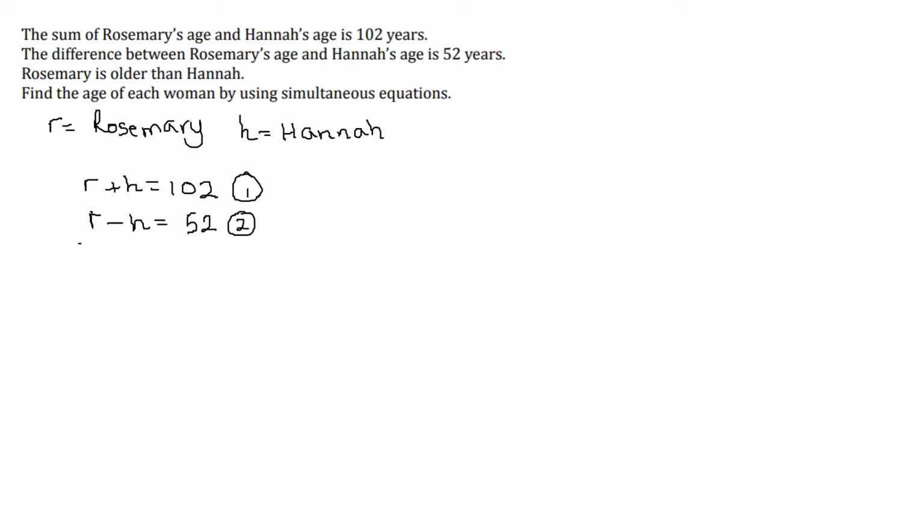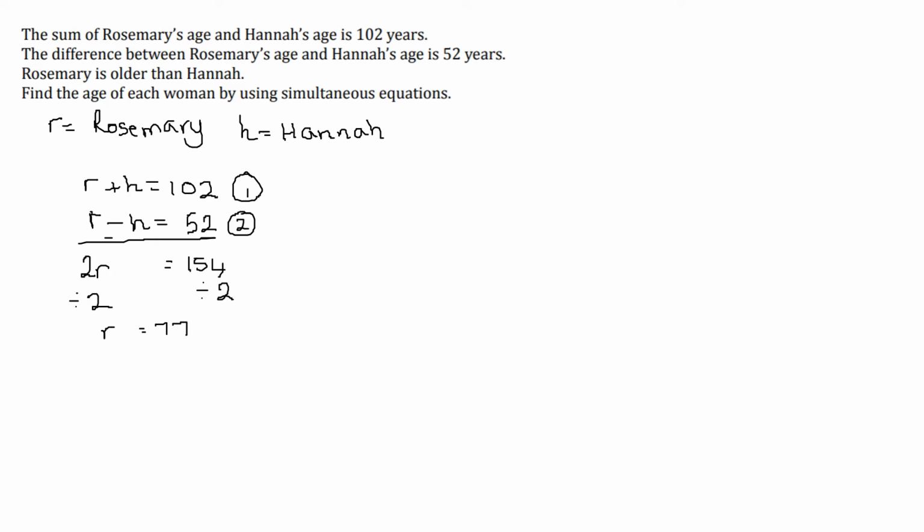We're going to add those together because we've got a positive h and a negative h. So if we add them together, they'll eliminate. So if we add those together, we're going to get 2r is equal to 154. Then we're going to divide both sides by 2. And that will give us r equals 77.